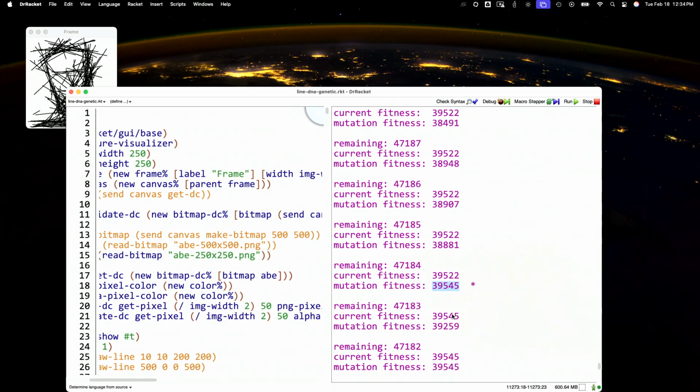And the next time we started, we're now dealing with a current fitness that's better. We made a small improvement. It's not very much, but a small improvement. And if we keep on running this, the picture gets better and better and better. So let's see. Does that make sense? I want to ask, does that kind of make sense what this is doing?